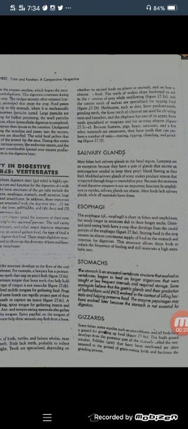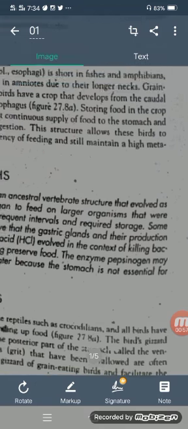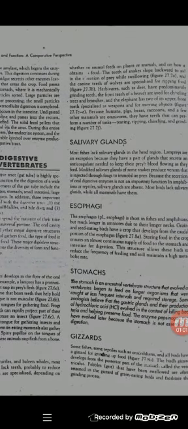And next is the stomach. The stomach is an ancestral vertebrate structure that evolved as vertebrates began to feed on larger organisms that were caught at less frequent intervals and required storage. Some zoologists believe that the gastric glands and their production of hydrochloric acid preserve food. The enzyme pepsinogen may have evolved later because the stomach is not essential for digestion.